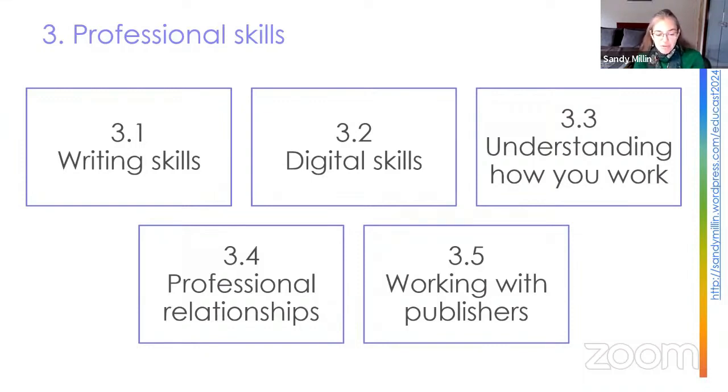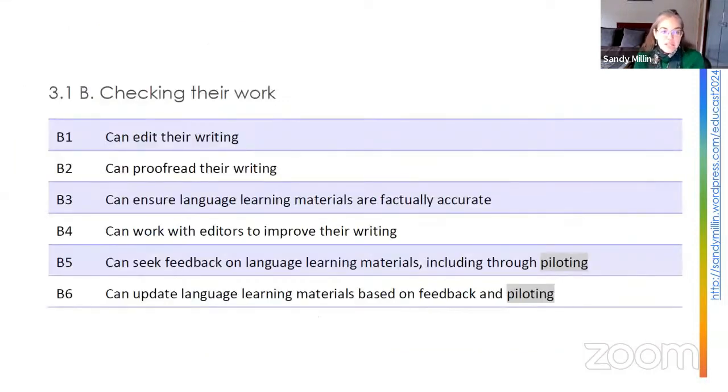Let me show you an example from writing skills. So this one is about checking your work. So can you edit your own writing? Can you proofread your own writing? There's a difference here. So editing is connected to the content of it. Have you included the right information? Have you included correct information? Proofreading, then, that's about things like typos, punctuation, spellings, things like that.